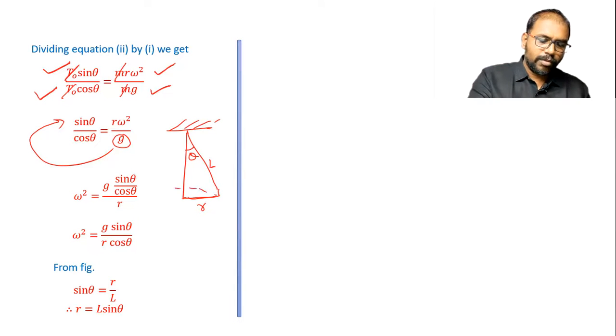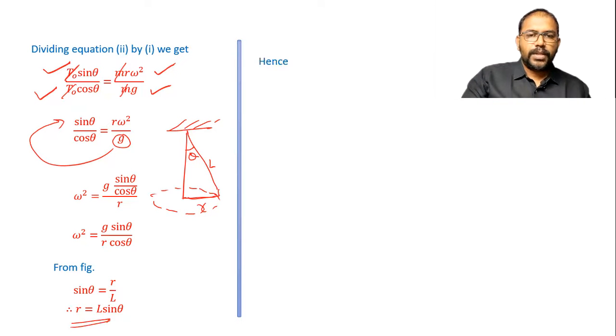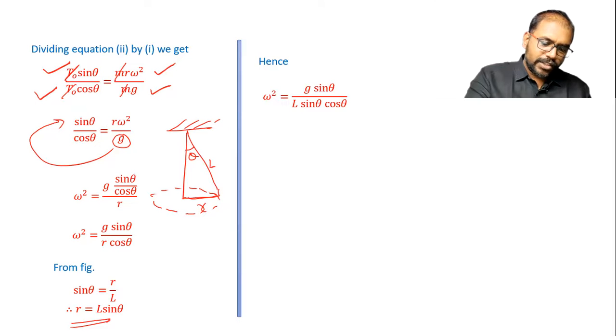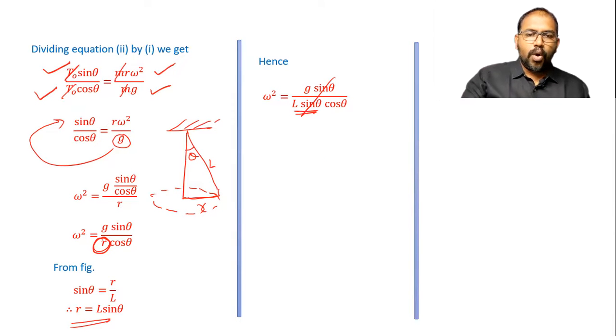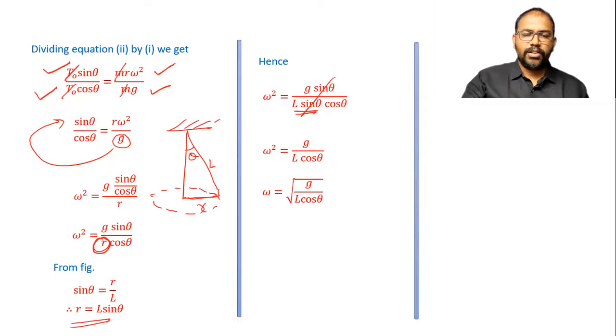So this bob is moving like this. So R by L, we can write R is L sine theta. Hence I can write here R is equal to L sine theta. Instead of this R, we write here L sine theta. Then this sine theta and sine theta we can cancel. We get omega square is equal to g upon L cos theta. So omega, I can write here, is under root g upon L cos theta.